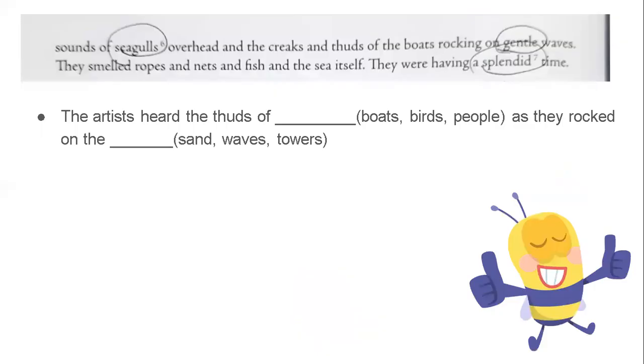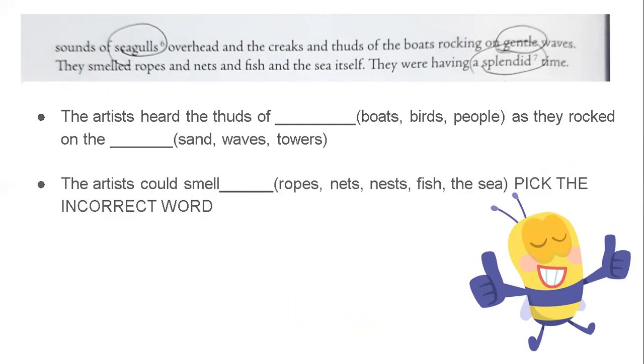The artist heard the thuds of boats, birds, or people as they rocked on the sand, waves, or towers. The first answer, think about it. The artist could smell ropes, nets, nests, fish, the sea. Pick the incorrect word. Be very careful. The first answer is boats. The artist heard the thuds of boats as they rocked on the waves.